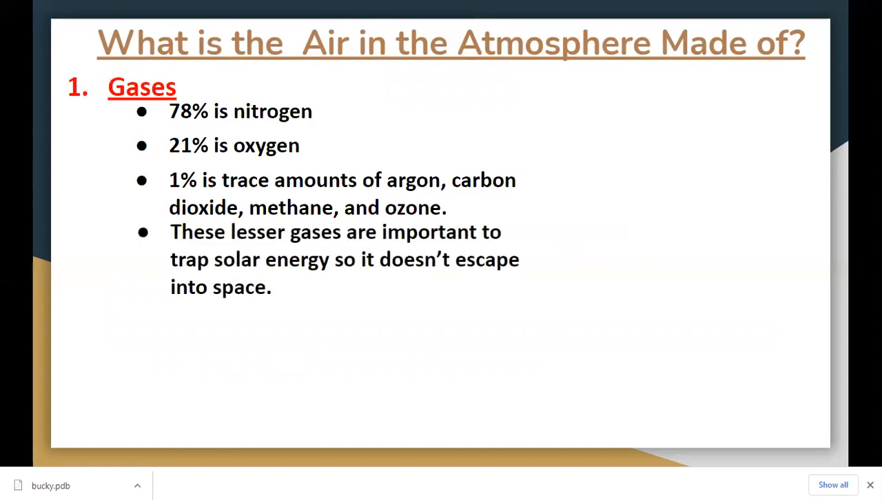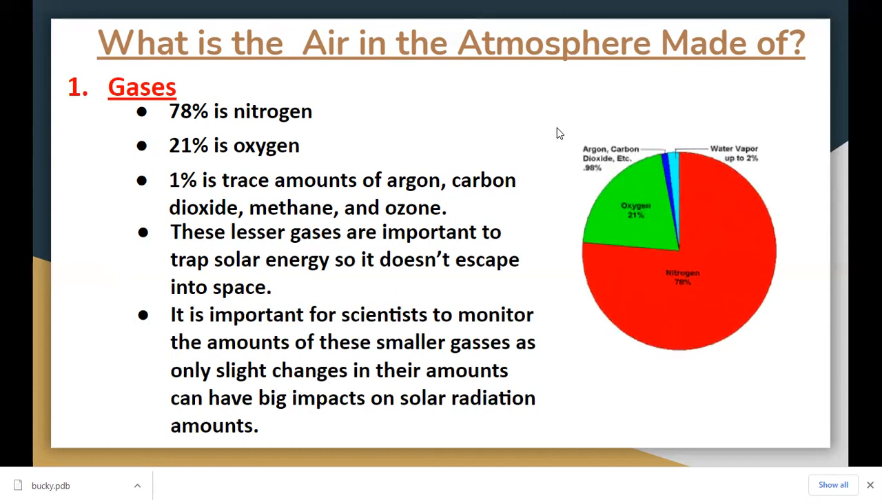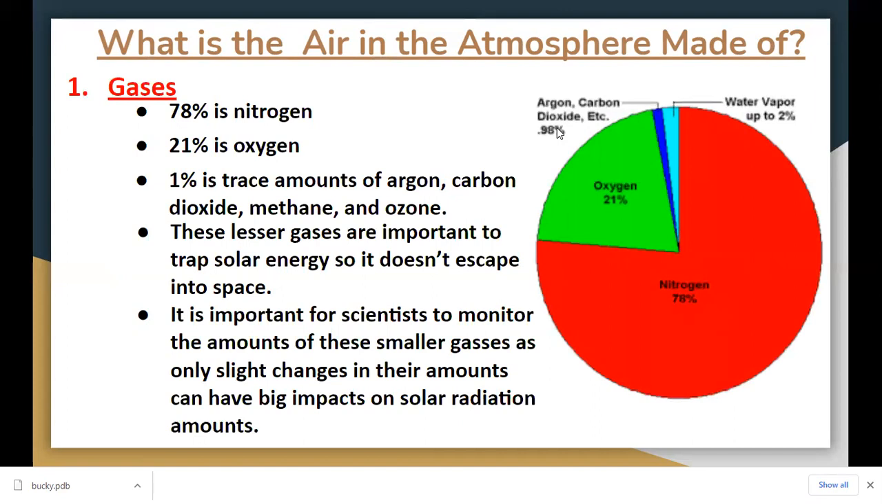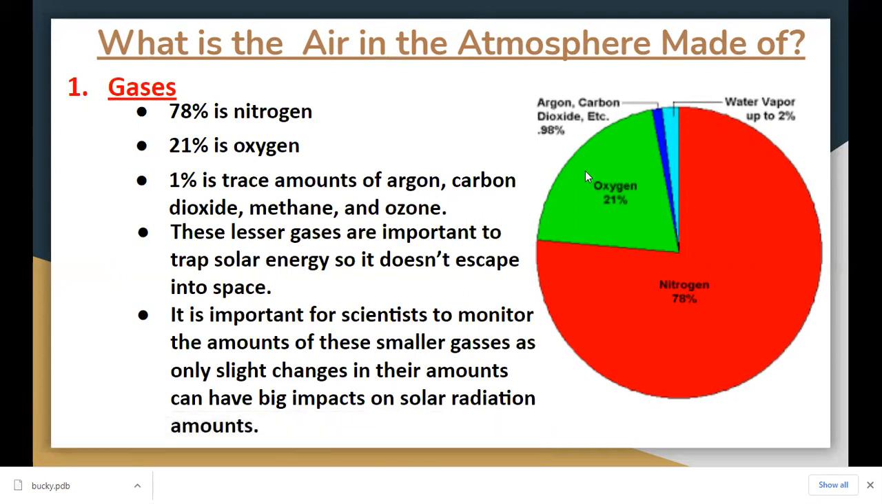These lesser gases are important because they trap the solar energy so it doesn't escape into space. And we need that solar energy to keep our planet warm. So any little difference in those trace amounts of gases can make a big, huge difference on the Earth. So it's important that scientists monitor the amounts of these smaller gases because, like I said, only slight changes can have big impacts on solar radiation amounts. So here's a circle diagram that shows you that nitrogen is 78%, the red area, oxygen is 21%, the blue area, argon, carbon dioxide, methane, ozone is this teeny tiny sliver of 1%, and then there's 2% water vapor, but that's different than the gases.